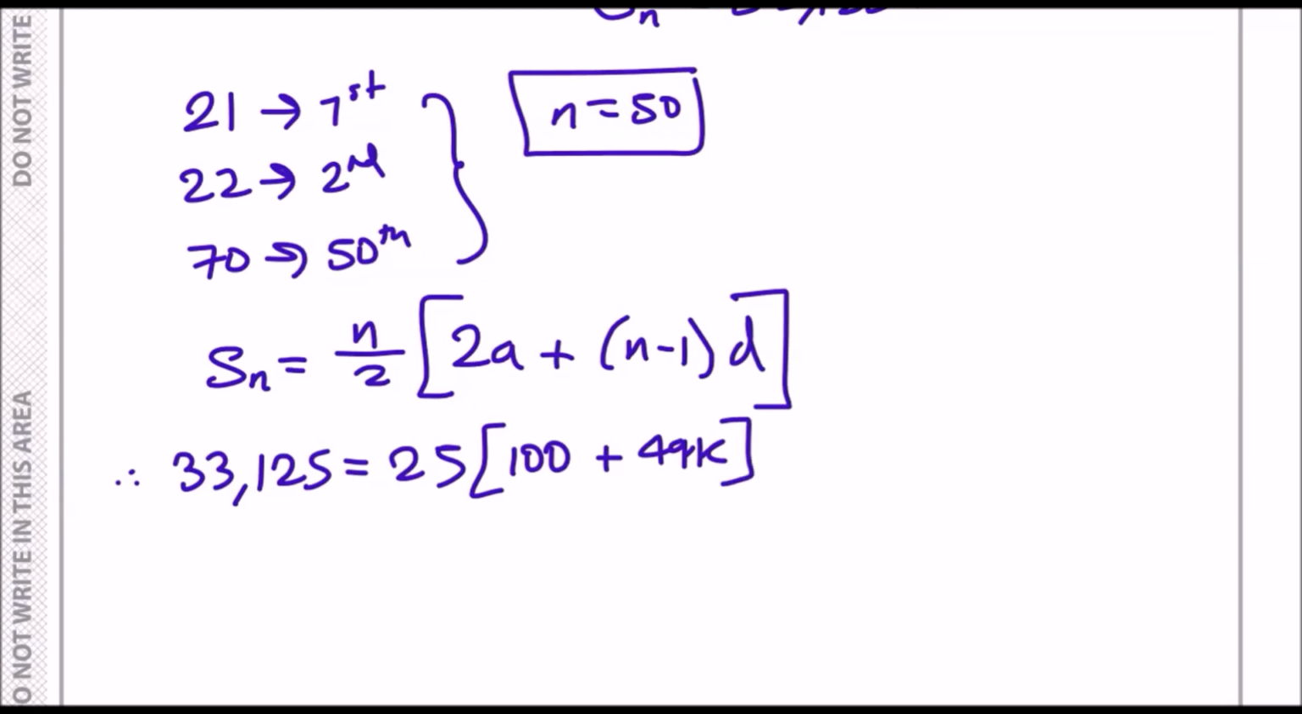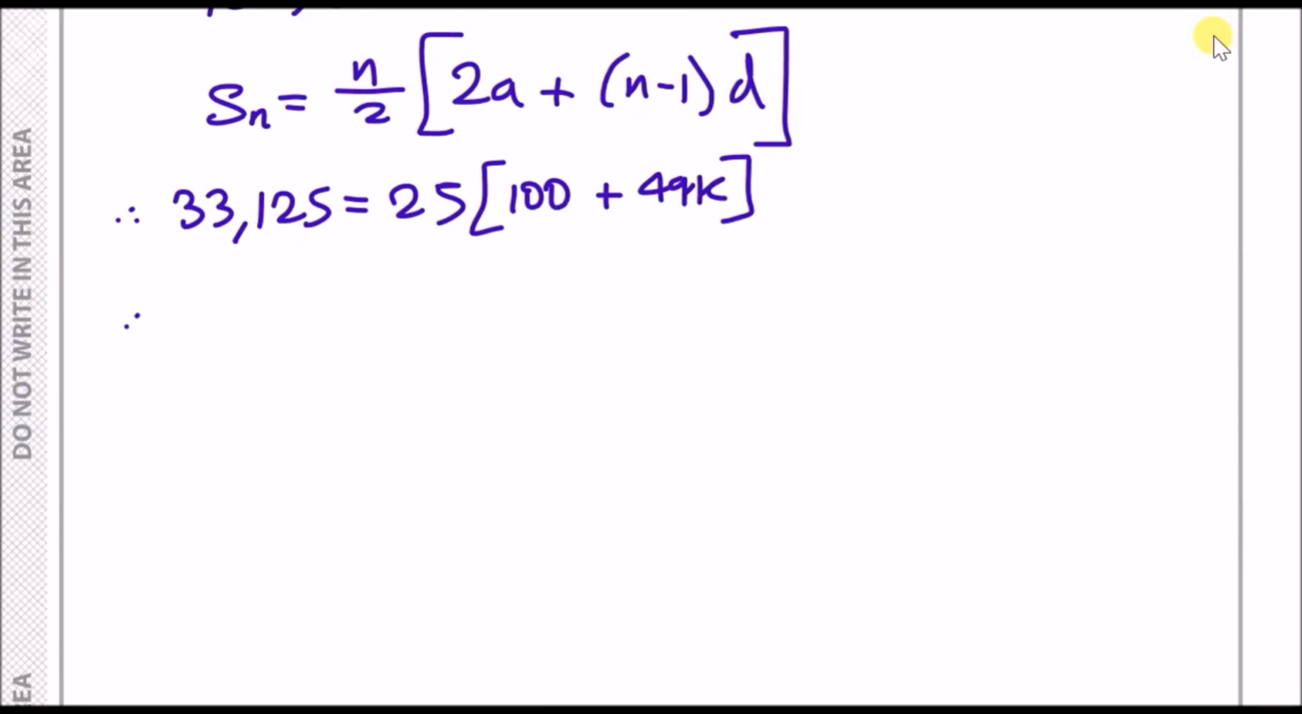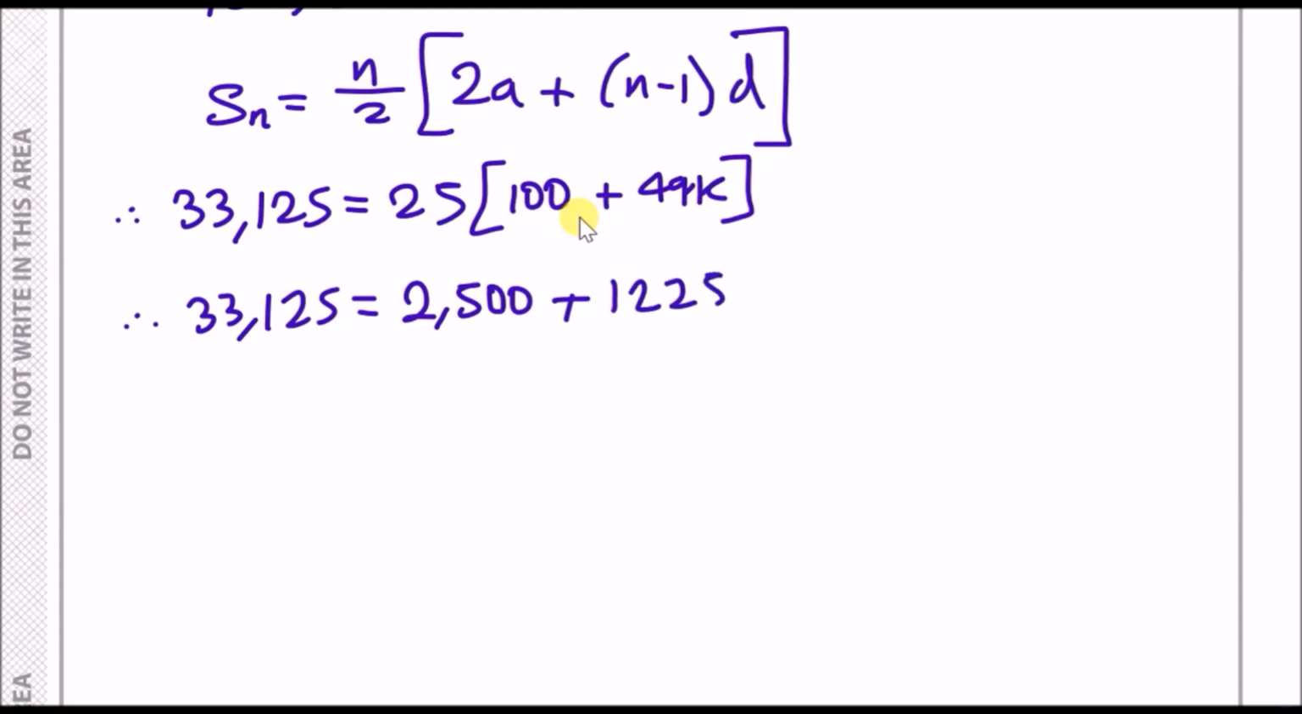All we have to do now is expand this and solve. Looking at this step by step, we have 33,125 equals. Expanding the big bracket, we've got 25 times 100, which is 2,500, plus the next one, 25 times 49, which is just going to be 1225k.